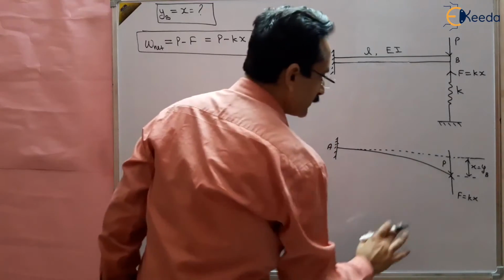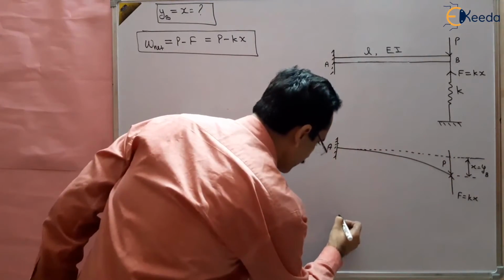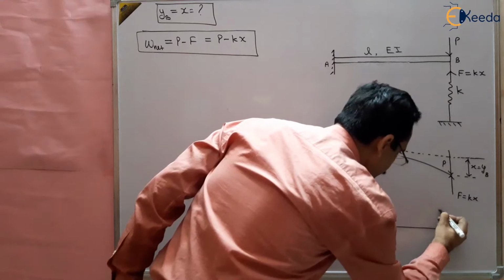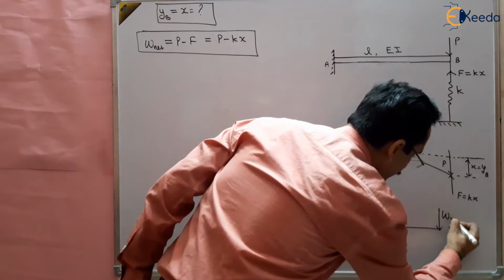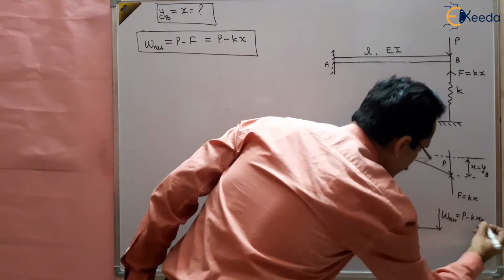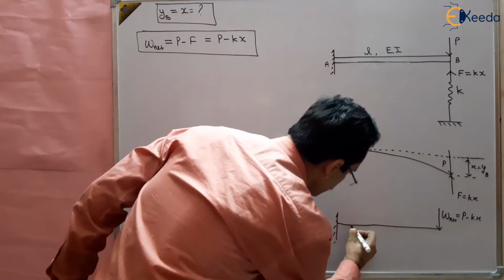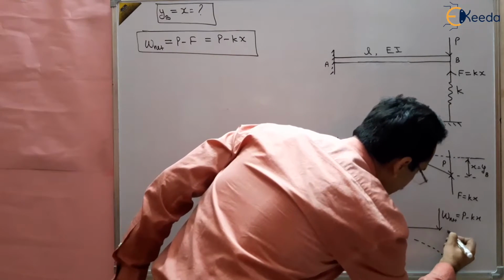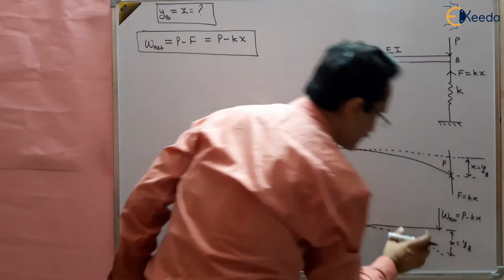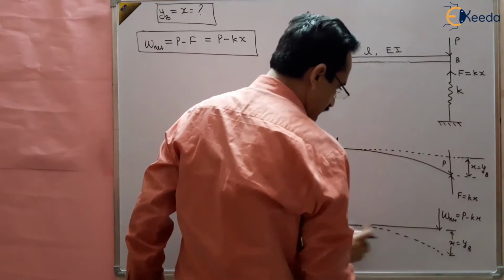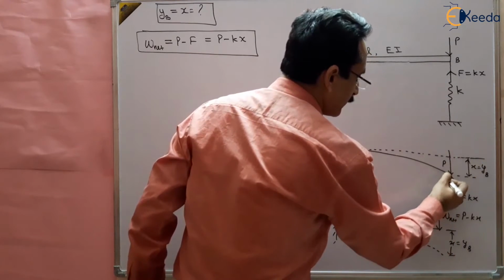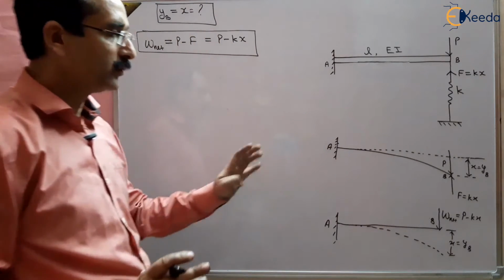Now you can assume that the free end is loaded with a force that is W net, and that is equal to P minus Kx. Due to this load P minus Kx, what is the deformation of the beam? Due to this W net, P minus Kx, what is the deflection in the beam at the free end at point B? This is now the new question.